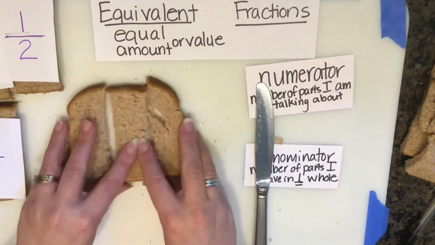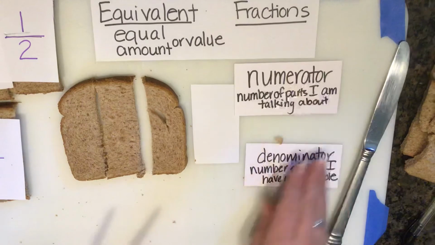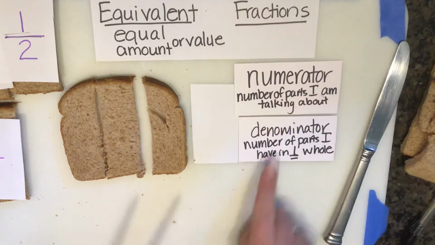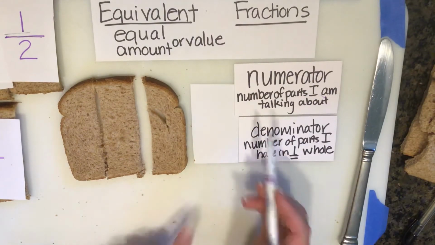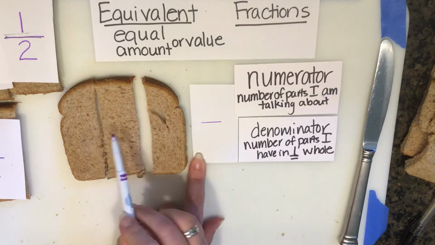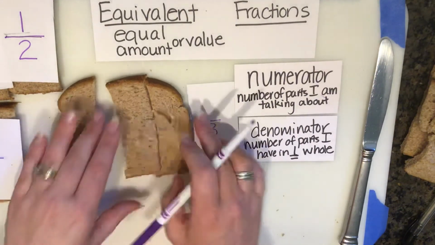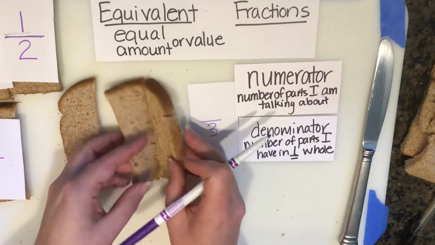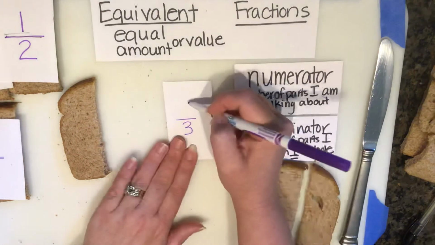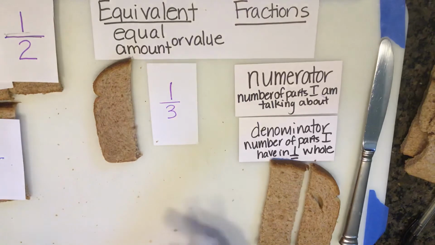Okay, this time my fraction was not 1/2. What was my fraction this time? Remember, let me move our cards over so I can see. My denominator is the number of parts I have in one whole. How many parts do I have that made up this whole piece of bread? 1, 2, 3. Okay, I'm only going to talk about one of them. So I'm going to move these aside. I'm not going to talk about these. I'm going to talk about my one piece. 1/3. This is 1/3 of a bread.